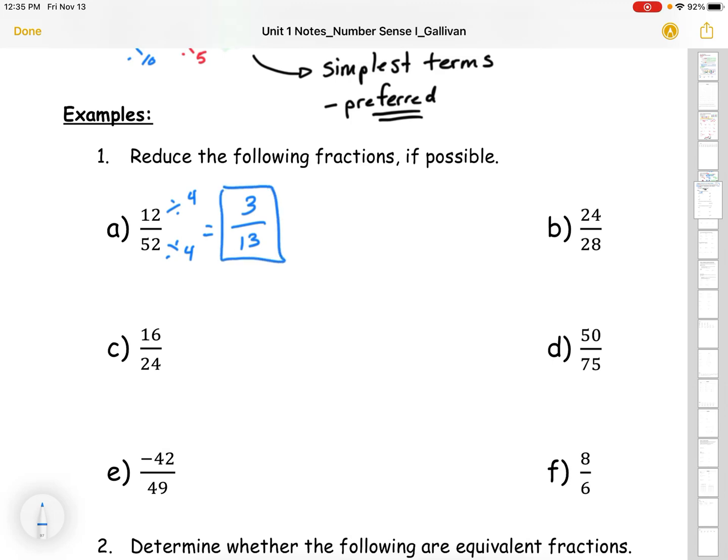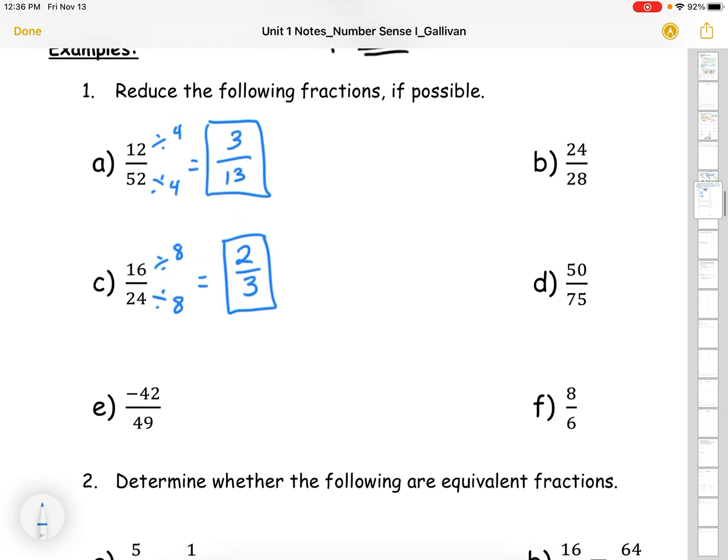Okay? 16 over 24. Well, I can divide the top by 8 and the bottom by 8. And that would give me 2/3. Now, 2/3 is in lowest terms because 2 and 3 have no common factors. You gotta remember all your lowest common factors. I don't know if you guys remember that. Maybe we'll do some reinforcements with that.